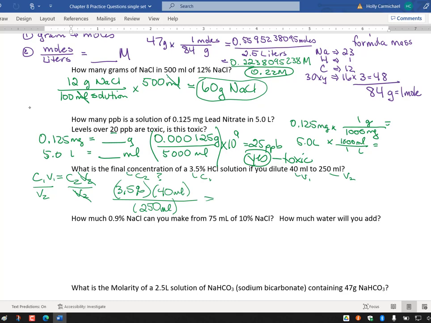And my number comes out as 0.56%. Notice that milliliters and milliliters would cancel. My answer is in percent. Now going back and looking at significant figures, 3.5 has 2 significant figures, 40 only has 1 significant figure, 250 has 2. So I would keep the 0.5. The next number is a 6, so this would round to 0.6% HCl.